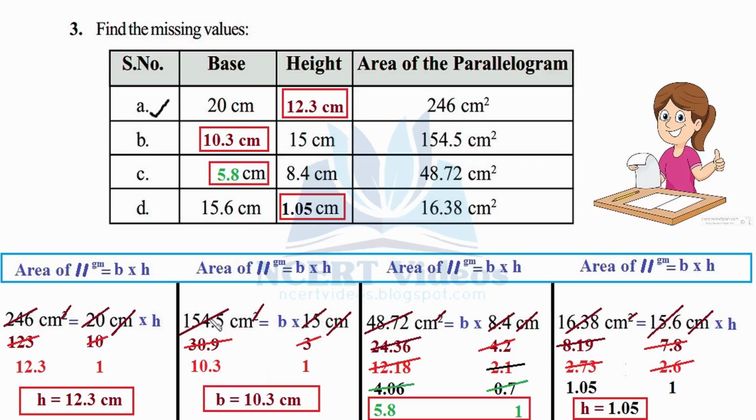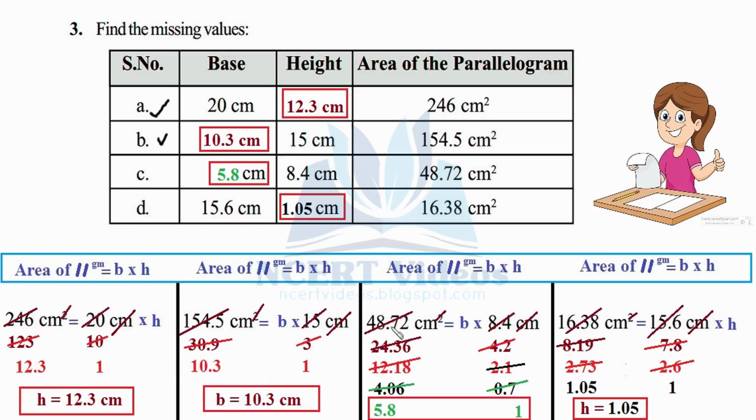Now we have 45. So 5 9s are 45. Now it is further reducible with 3. And you know the divisibility rule of 3, just add the digits. 9 plus 3 is 12. 12 is divisible by 3, therefore this number will be divisible by 3. So 1 3 is a 3, 3 1s are 3, 0 as it is, dot with dot, that is decimal, 3 3 is a 9. Henceforth, we get base equals 10.3 centimeter and we write it here. Moving on to C. Here we are not given the base, rest we will follow the same.